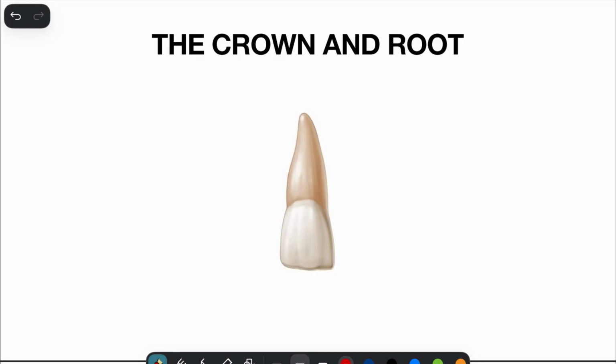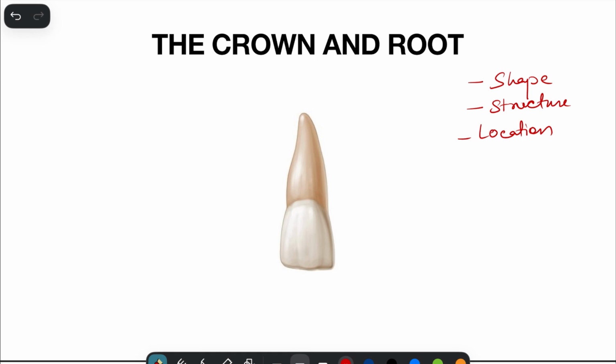Tooth anatomy is the study of the external and internal structure of teeth. Every tooth has a specific shape, structure, and a specific location in the mouth. Teeth together form the dentition and are important structures of the oral cavity.